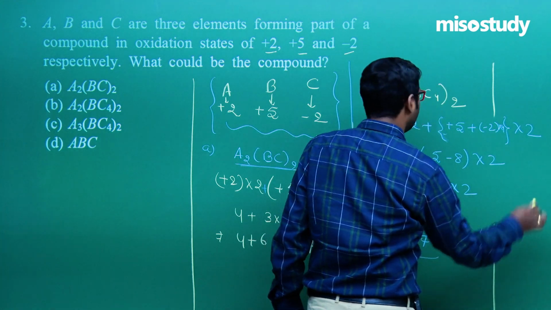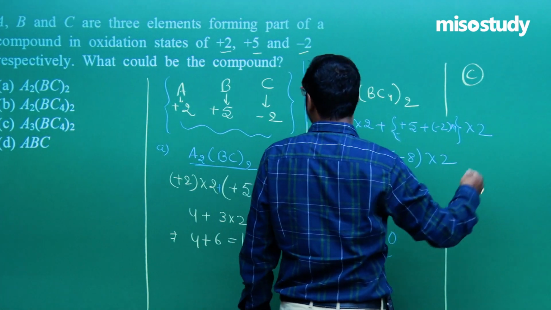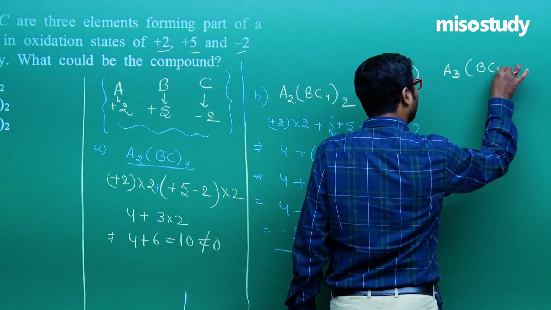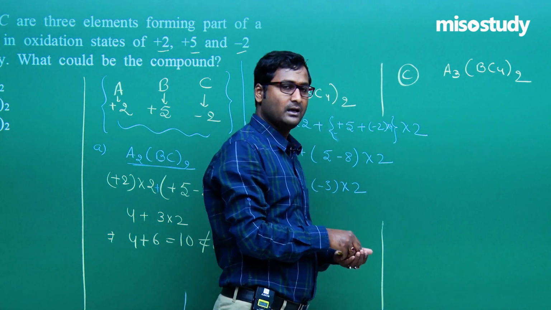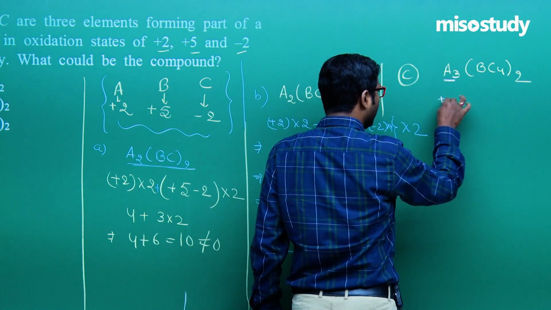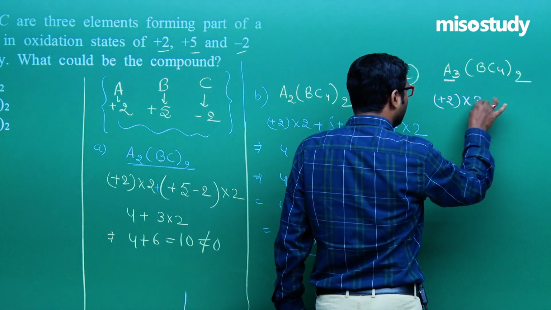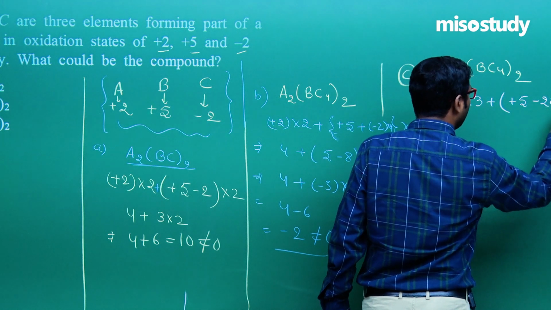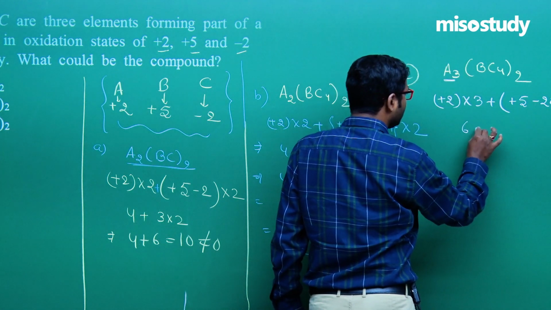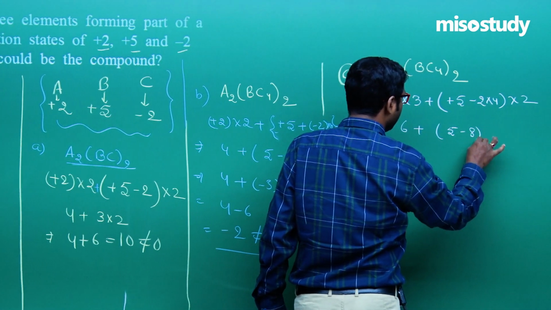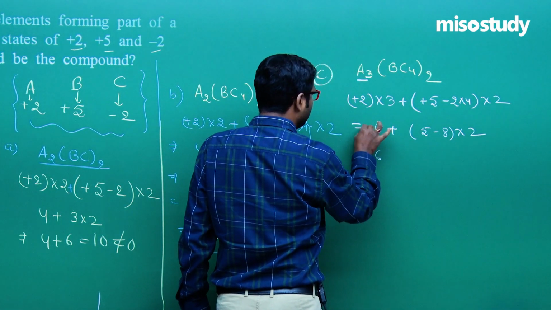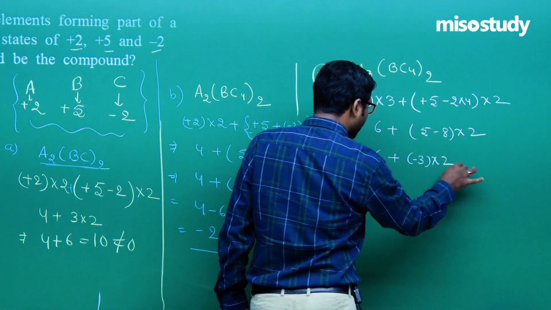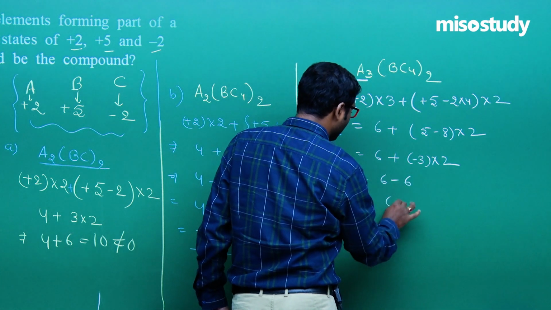Now moving here, check it out. For C option, that is A3 (BC4) whole twice. Clear? Now what is the oxidation state of A? Plus 2 into 3 plus B, that is +5. For C, -2 into 4 into 2. Clear? 3 into 2 is 6 plus 5 minus 8 into 2, that is 6 plus -3 into 2, that is 6 minus 6 is equal to 0.